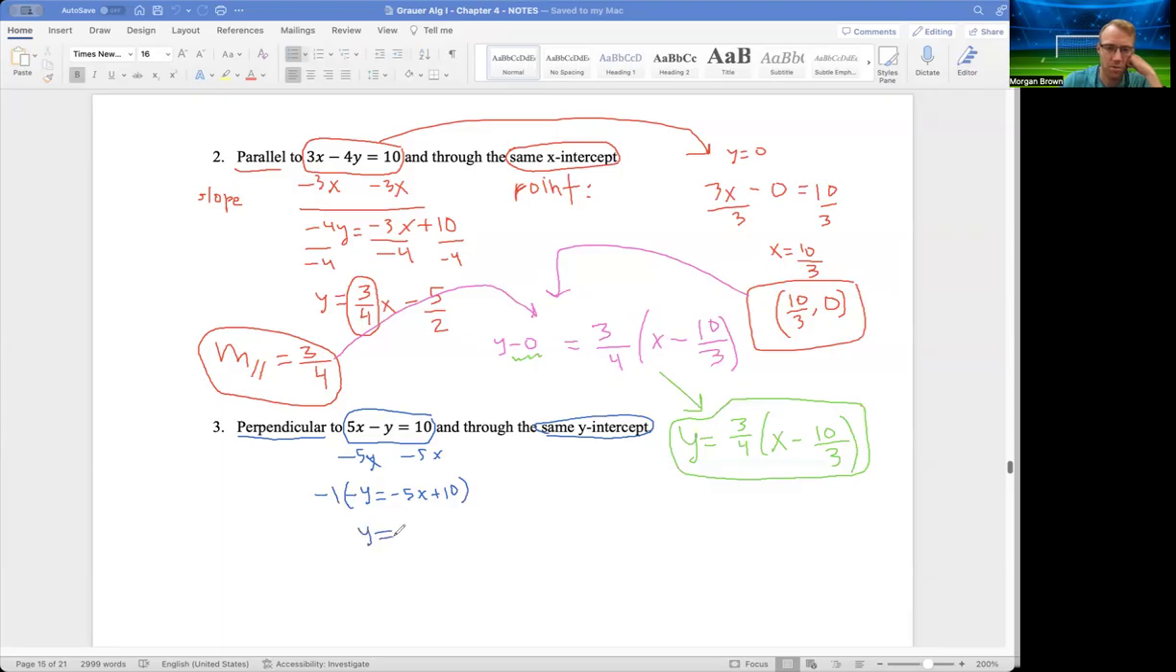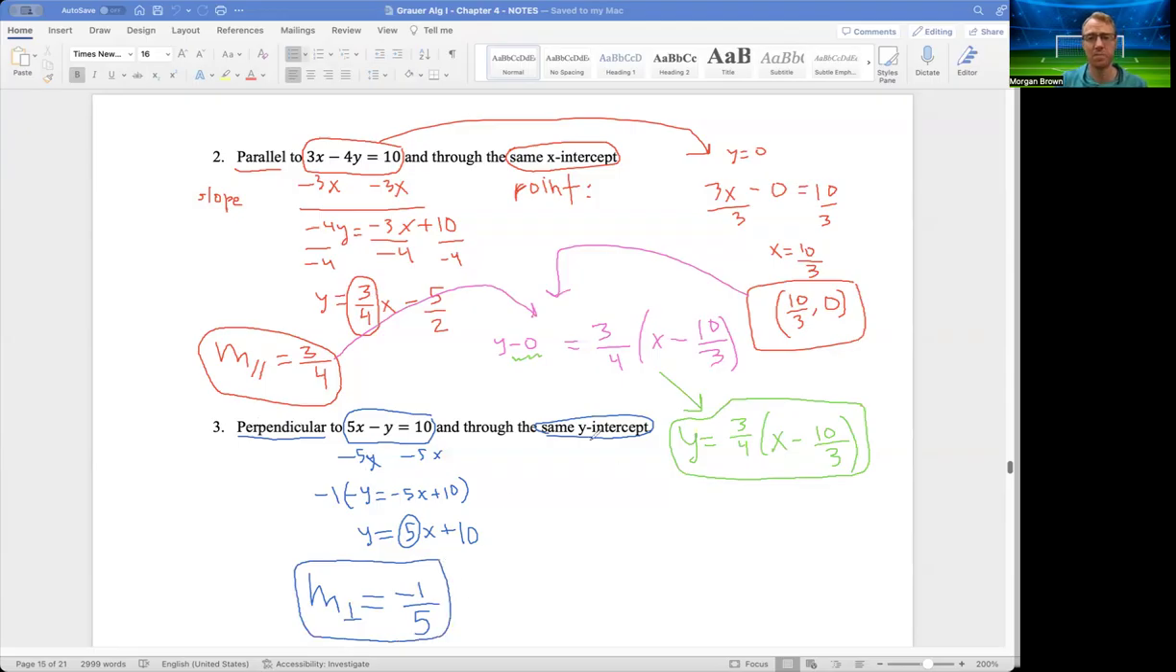So y equals 5x plus 10. Now, my slope is 5, right? I hope we can all see that pretty easily. But I want not a slope of 5. I want a slope which is perpendicular. So I can say my slope, which is m perpendicular, is going to be the negative reciprocal. So the negative reciprocal of 5 means flip it over and change the sign. So my slope is going to be negative 1/5.